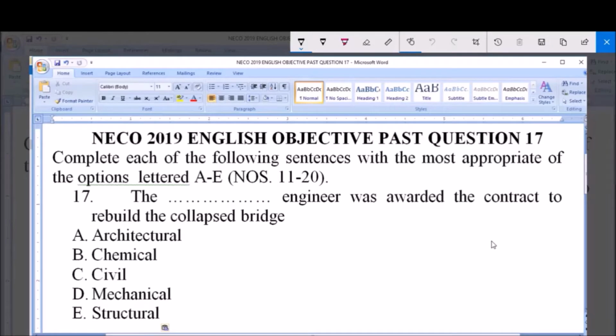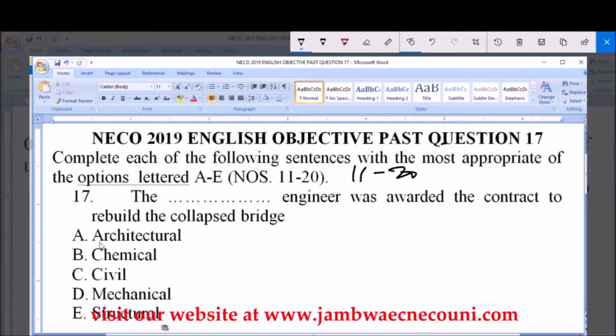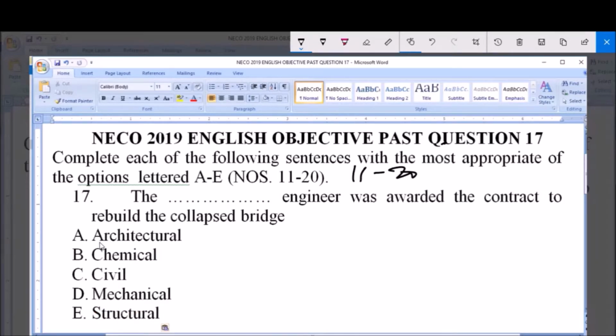You're welcome. This is NECO year 2018 English objective past question number 17, and the instruction says complete each of the following sentences with the most appropriate of the options lettered A to E. We are using this instruction to answer question number 11 to 20, and the sentence in number 17 says the dash engineer was awarded the contract to rebuild the collapsed bridge.